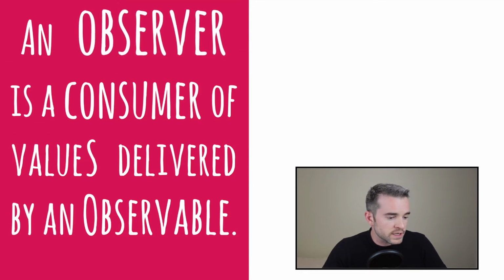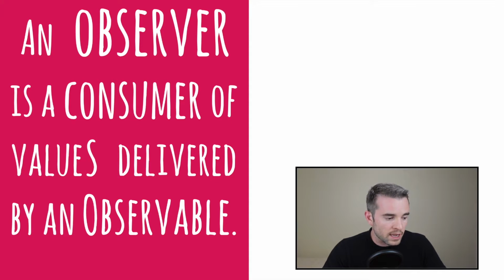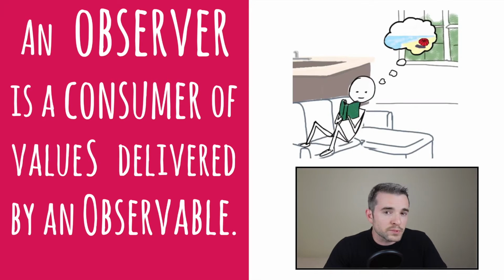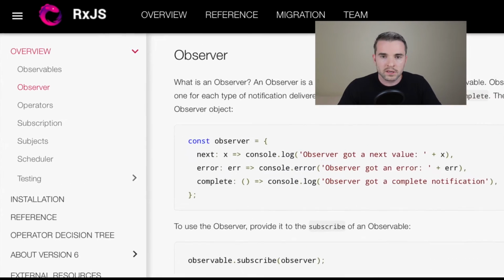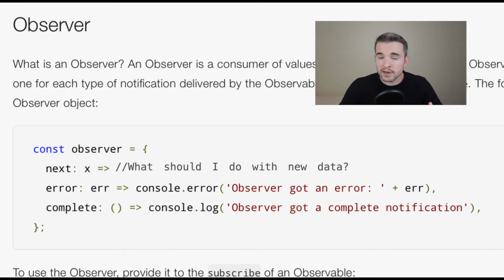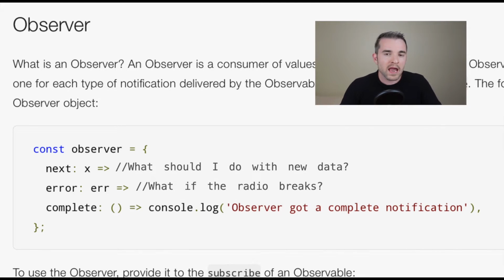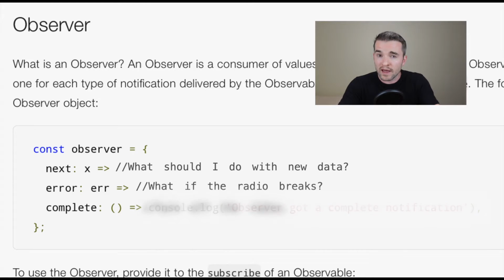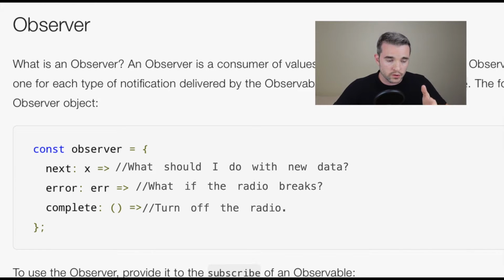We can actually apply this metaphor to other definitions as well. For example, the meaning of the word observer comes very naturally. According to RxJS, an observer is a consumer of values delivered by an observable. In other words, in the story, you are the observer. Like any observer, you have three functions. One is your next function. That's the function that tells you what to do with the incoming values that you're receiving from the weather. Error is whatever happens when the radio breaks, and complete is what happens when you have finally decided to turn off the radio and you've made up your mind. Either you go to the beach or you stay home.